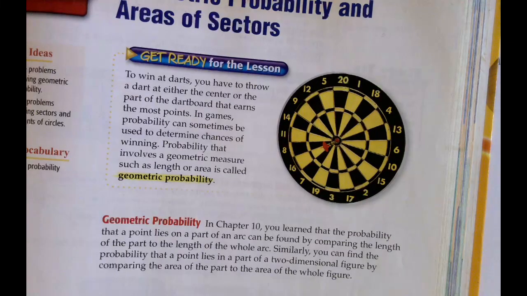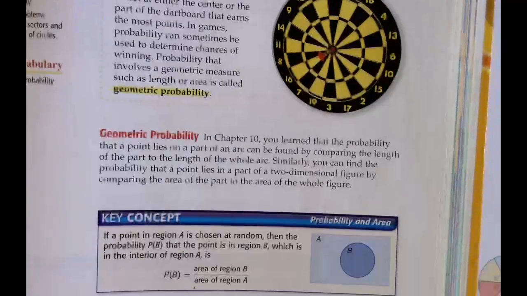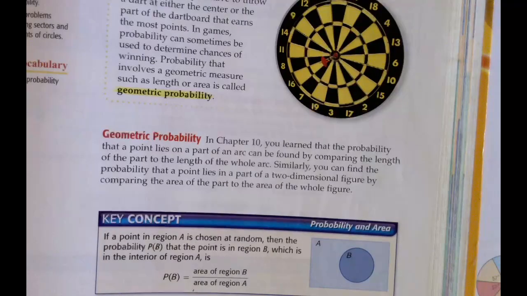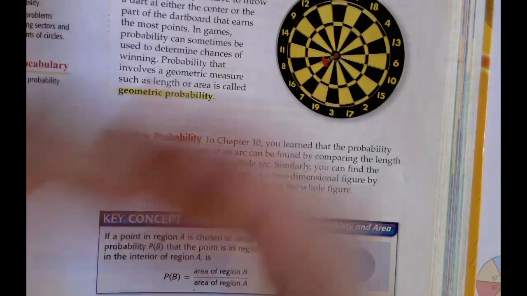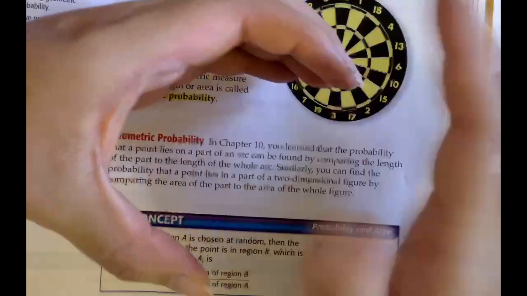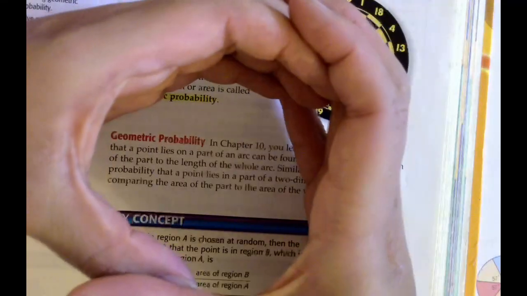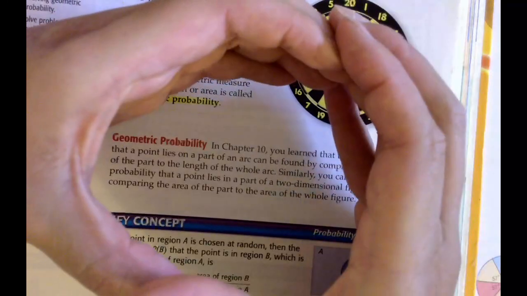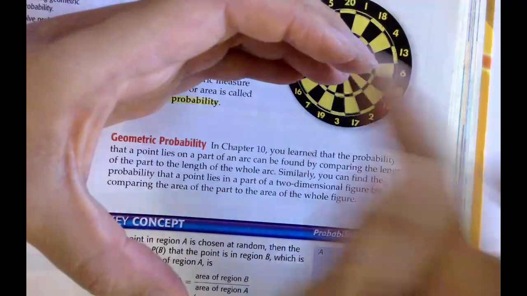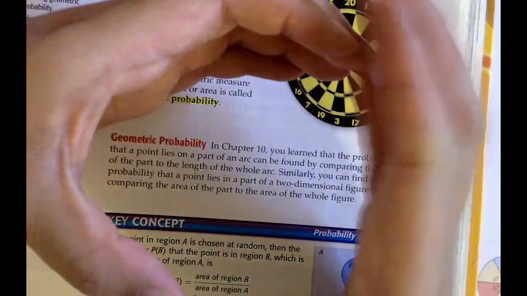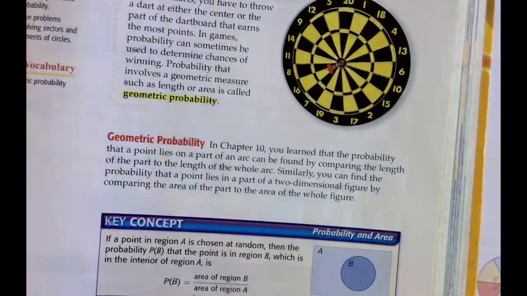In a previous chapter you learned that the probability that a point lies on a part of an arc can be found by comparing the length of the part to the length of the whole arc. So we saw that with a circle. The whole length we know is the circumference, and then given a certain angle measure, that in comparison to the whole 360 of a circle can help us find what fraction of the arc we want. So that's how that comes into play.